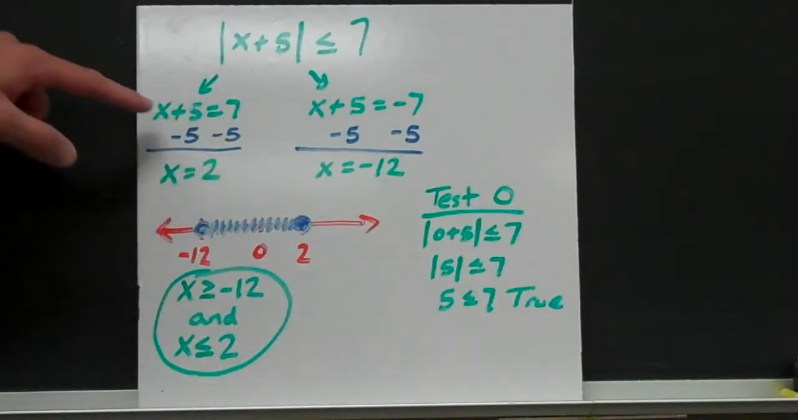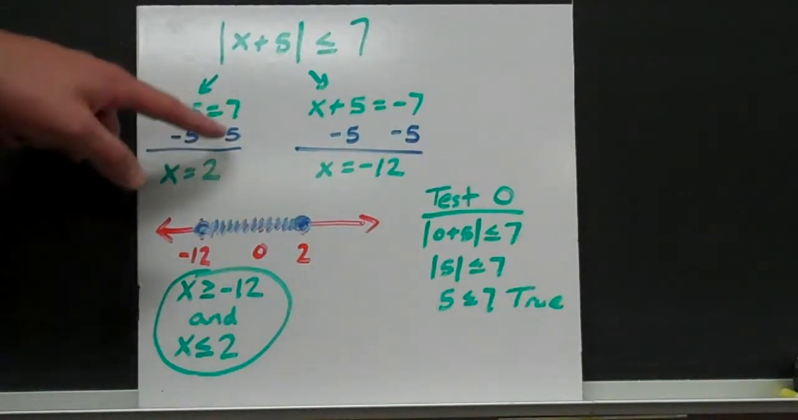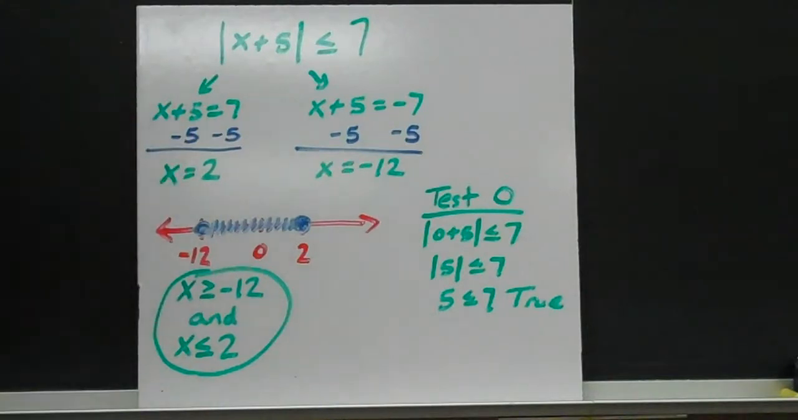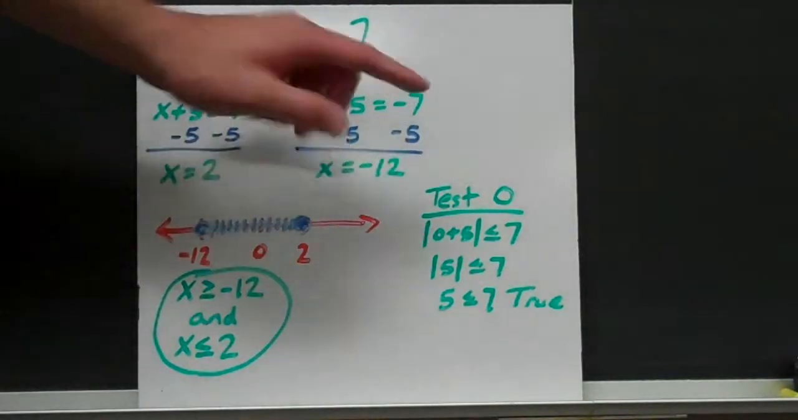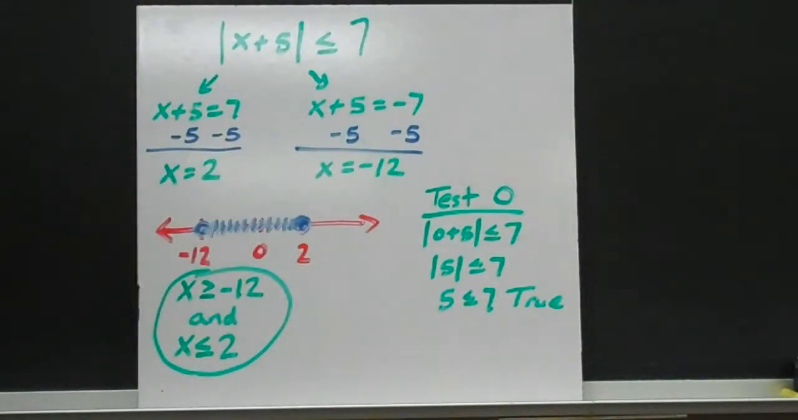So we subtract 5 from each side. 7 minus 5 is positive 2, so x equals positive 2. Negative 7 minus 5 is negative 12, so x equals negative 12. This time we're going to have two boundary points. When we solved the one variable equation, we only had one boundary point. When we solve an absolute value inequality, we're usually going to have two boundary points.